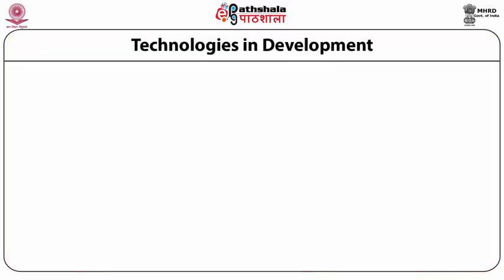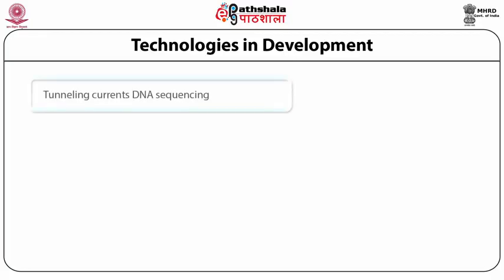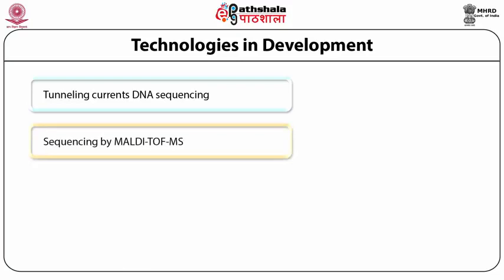Even after the third generation of DNA sequencing methods, many new methods are in development, and interesting among them is tunneling current DNA sequencing, which is based on the principle of change in current when DNA of different sizes passes through nanopores. The second very interesting method is MALDI-TOF MS. To date, MALDI-TOF MS is used only for sequencing of proteins, but whether it can be used for sequencing nucleotides also is a matter of question. But people are trying to use MALDI-TOF MS for DNA sequencing also.